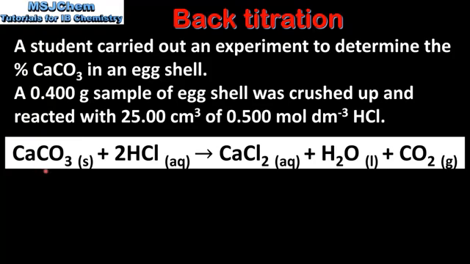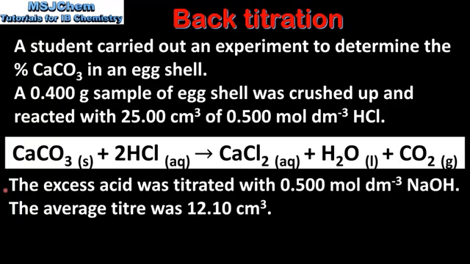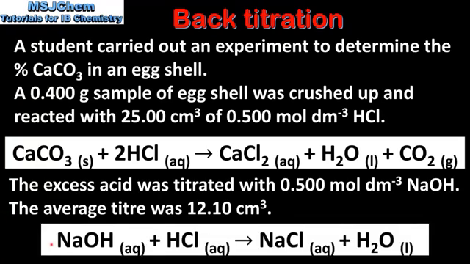The calcium carbonate in the eggshell reacts with hydrochloric acid to produce the salt calcium chloride, water, and carbon dioxide gas. Next, the excess acid was titrated with 0.5 mol/dm³ sodium hydroxide. The average titer was 12.10 cm³. And here we have the reaction between sodium hydroxide and hydrochloric acid. The products of the reaction are sodium chloride and water.